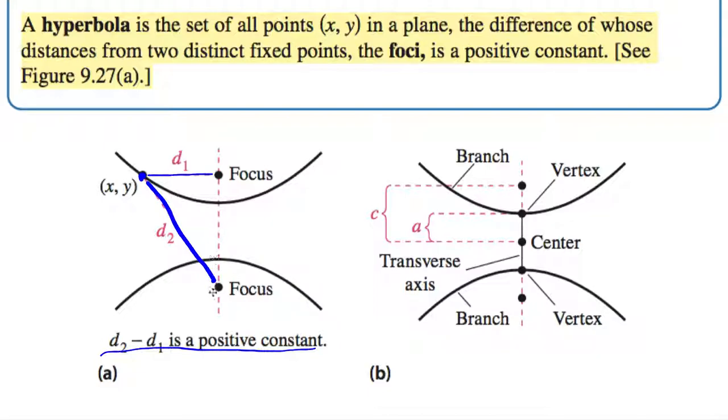A couple other pieces of vocabulary. So the focus, just like with our parabola, is on the inside here. There's this dead man's land in the center of the two branches of the hyperbola, which we call the center. The distance from the center to each vertex is a, and the distance from the center to each focus is c. We call this the transverse axis. It connects the foci, the vertices, and the center.